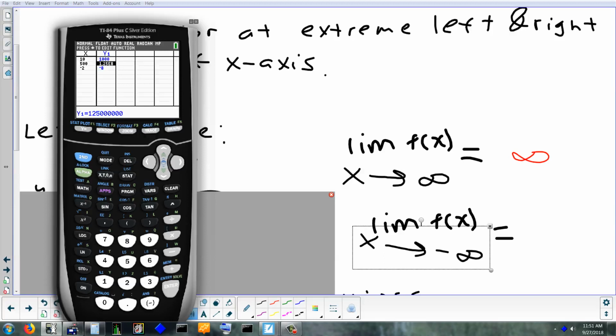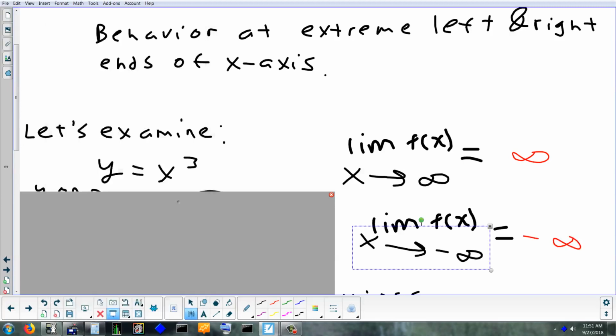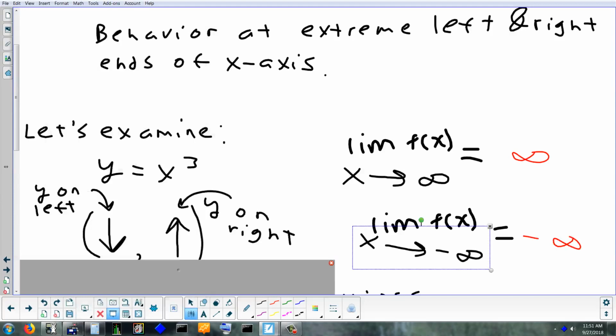What about as x gets more and more negative? What's happening to the y value then? It's also getting negative. As x heads further and further to the left, y heads further and further down. Never stops. So what I just described there, that's called limit notation. That's more the big boy way to describe it.